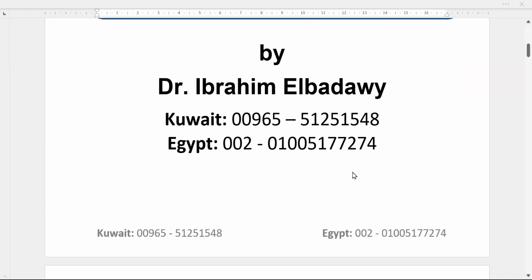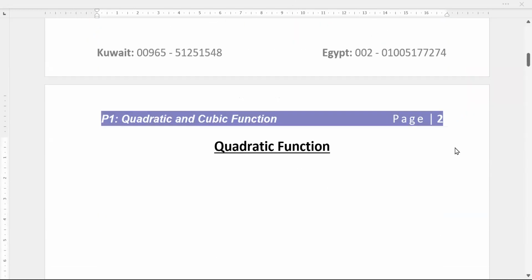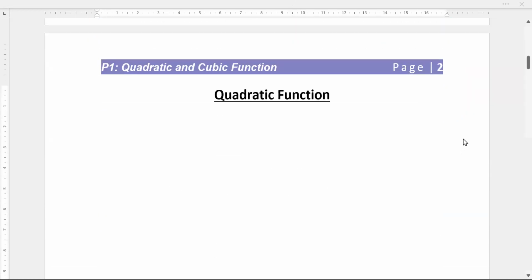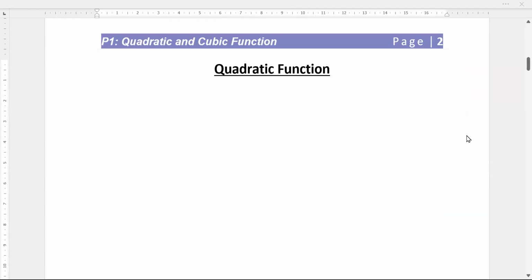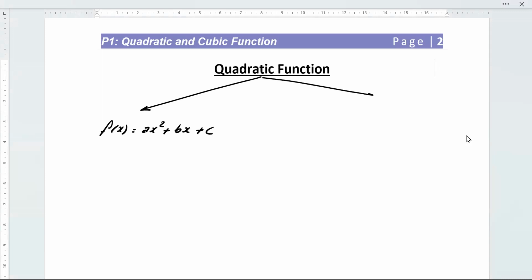Okay, let's start in the beginning. Let me explain the main form of the quadratic function, because it's very important to understand the form of the quadratic function. Actually, there are two forms for a quadratic function. The first one is f(x) equals ax squared plus bx plus c. This is the form of a quadratic function. There is another form which is very important, which is called the completing square form.